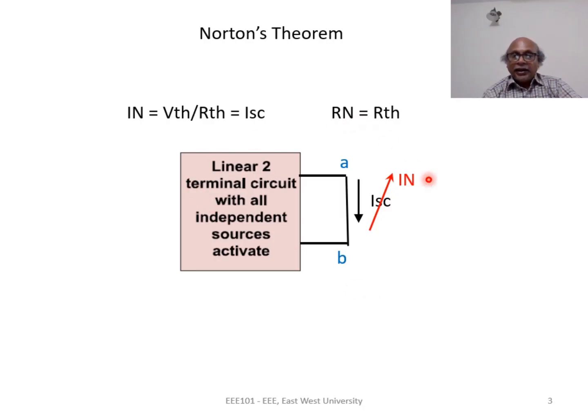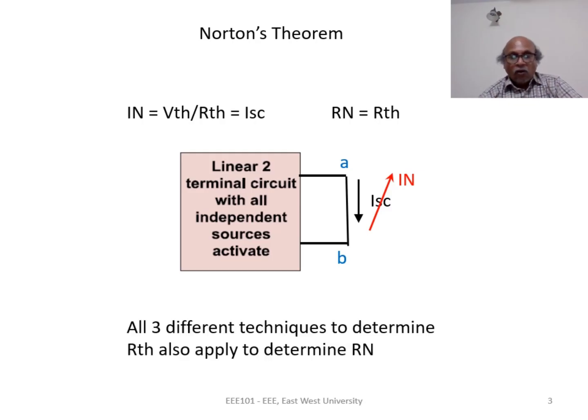Because RN and RTH are equal, all three different techniques that we have learned to determine RTH can also be applied to determine RN. So again, we have three techniques to find RN, namely case 1, special case, and case 2, which we discussed when we talked about Thevenin's theorem.